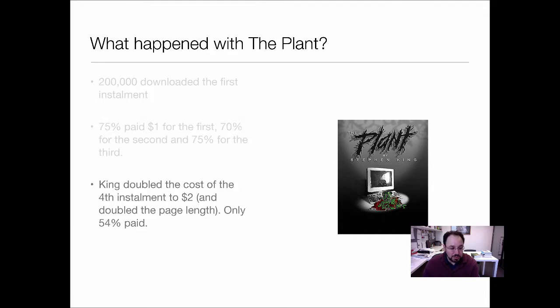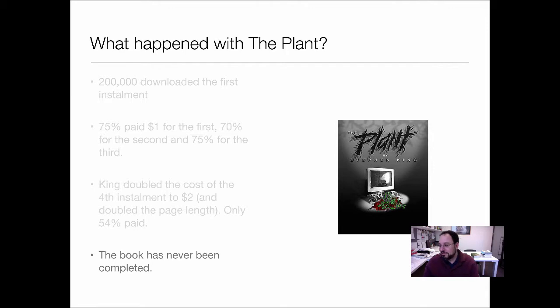King then, as he promised, doubled the cost of the fourth installment to $2 and doubled the page length, but only 54% paid. That was it. The book was never completed. It's never been fully released, which is quite interesting. So the mechanism failed to sell the book.